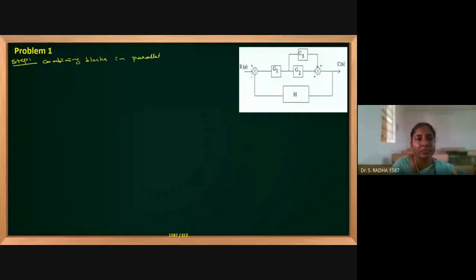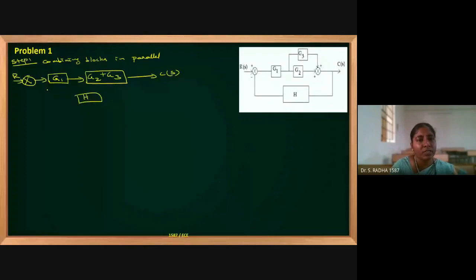Okay. For understanding, I am writing this in detail. In the online examination, you need not write all the steps. Straight away simplify in a short way, whichever possible, in a faster way, based on your speed. So I am combining two blocks in parallel. Here I have a summing point. So R is the input. So two blocks in parallel means we can add them.